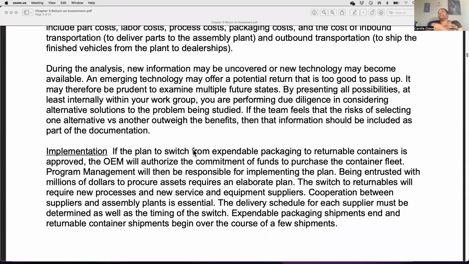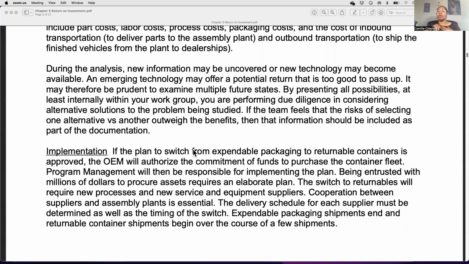So what happens is, this is giving an example of the OEM. So the OEM is the owner of the returnable container, but we mentioned before that the supplier may buy them and then the OEM will pay them back over time. So that's a whole process that needs to happen. There's paperwork for it. Purchasing will get involved, program management will get involved, and they'll make sure that that money is allocated to the right bucket.